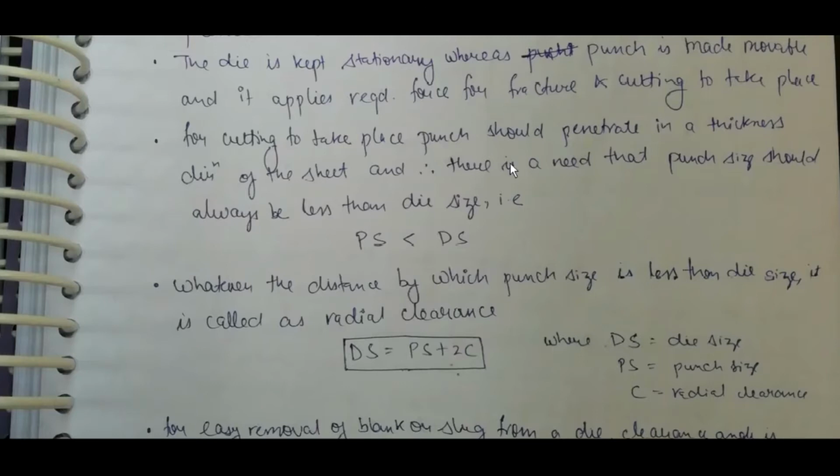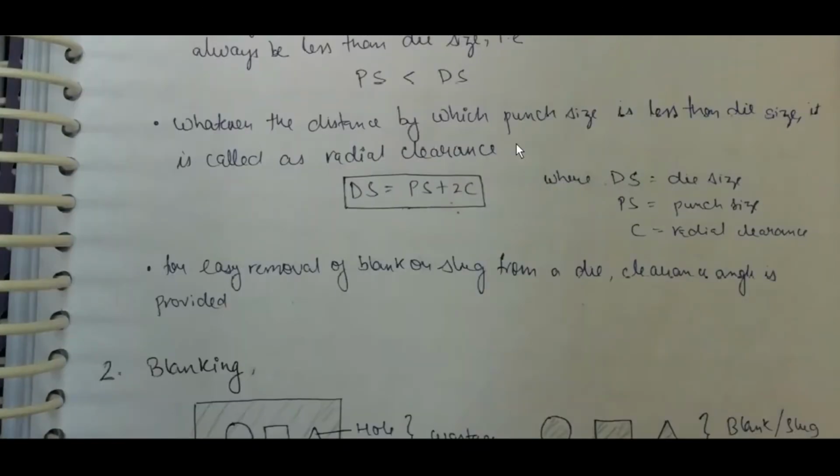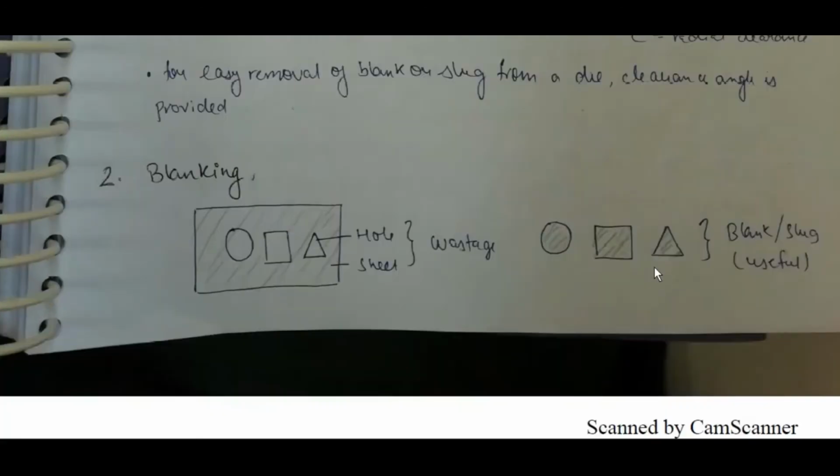For cutting to take place, the punch should penetrate in the thickness direction of the sheet, and the punch size should be less than die size. That is, punch size less than die size. Whatever distance by which punch size is less than die size is called radial clearance. DS is equal to PS plus 2c, where DS is die size, PS is punch size, c is radial clearance. For easy removal of blank or slug from the die, a clearance angle is provided.